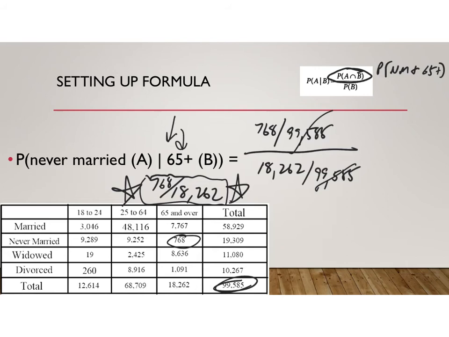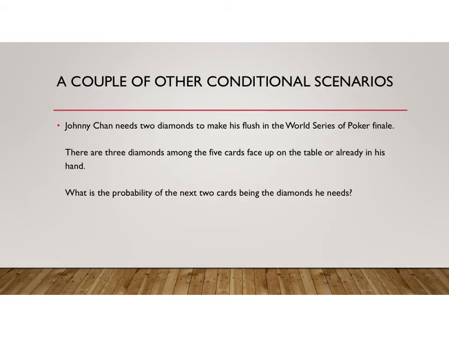So again, that's setting up the formula. This is a situation where we know they aren't independent. We know that your age does influence your marital status, and so that formula gets put to use.